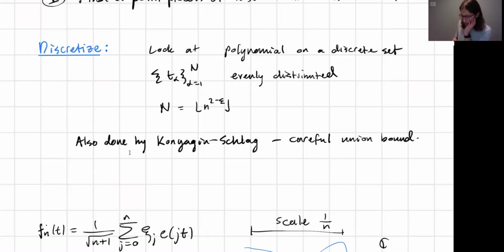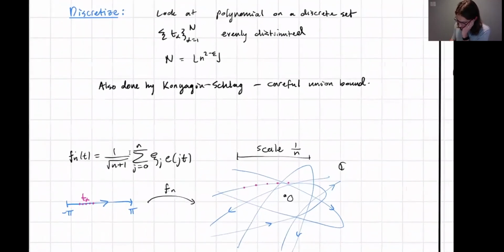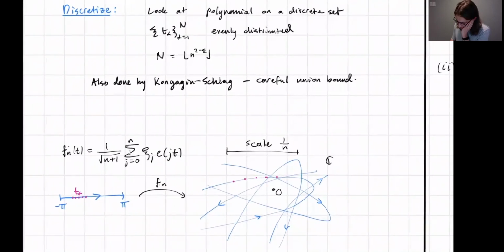But we're going to have to go a bit further in order to capture the distribution of the minimum modulus. So let's see why. So just to give you a picture.